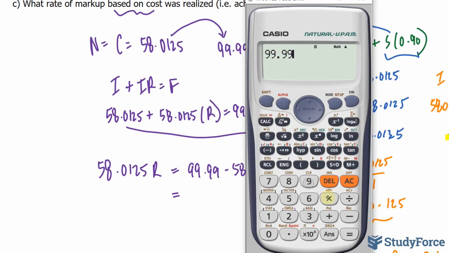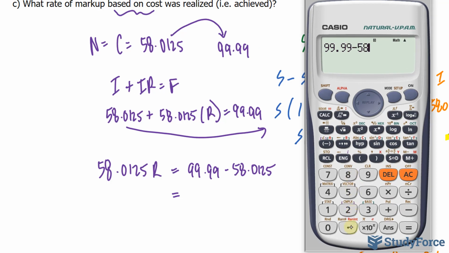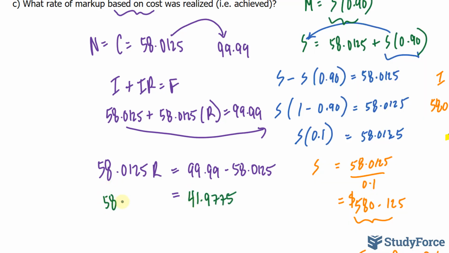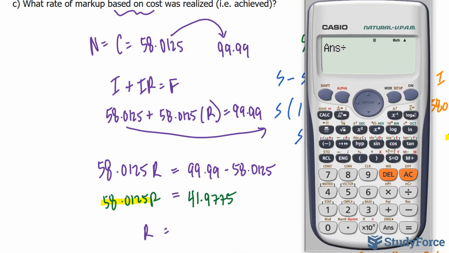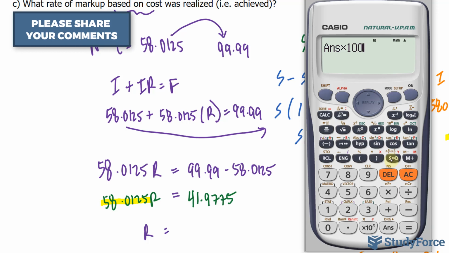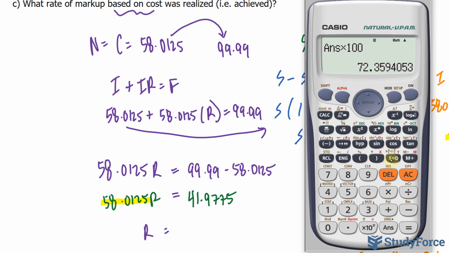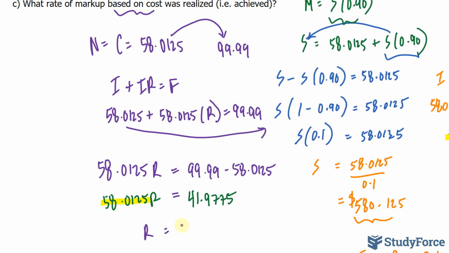So on our calculator, $99.99, take away 58.0125, and that is 41.9775. Now, dividing both sides of this equation by this factor will give us a rate which needs to be multiplied by 100%. So the number on our screen divided by 58.0125, this gives us that number multiplied by 100%, and this means that the achieved markup based on cost is 72.4%.